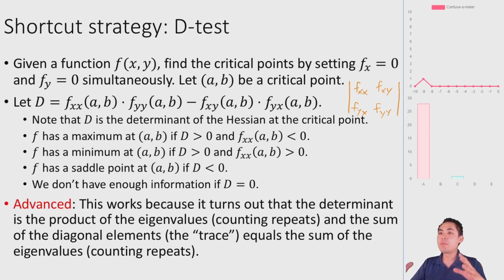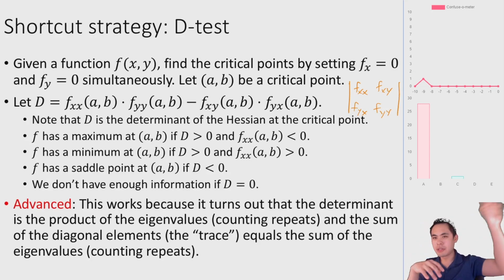But basically, by using these two facts together, you can prove that if the determinant is greater than 0 and the top diagonal term is less than 0, then both of the eigenvalues have to be negative, in the case of the maximum. And if the determinant is greater than 0 and the top term is greater than 0, then both of the eigenvalues have to be positive, in the case of the minimum. And of course, if the determinant is less than 0, since you only have two eigenvalues, one has to be positive and the other has to be negative.